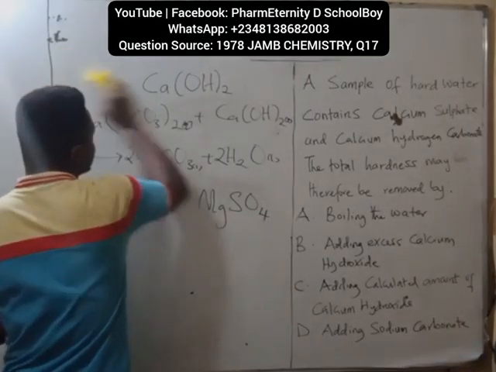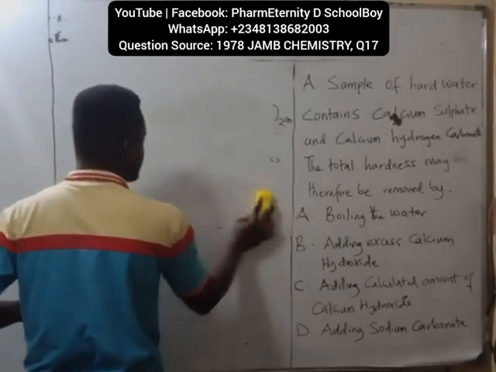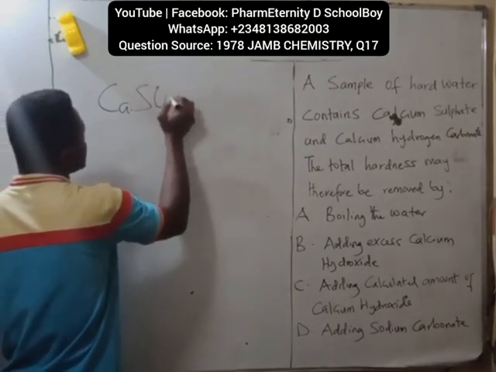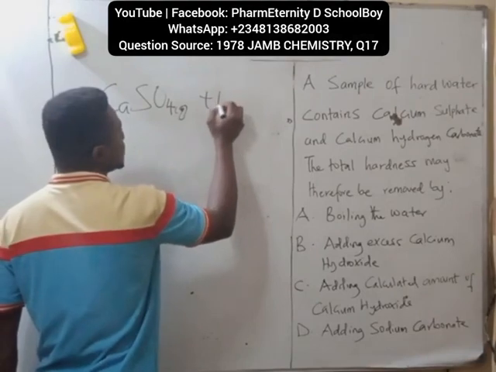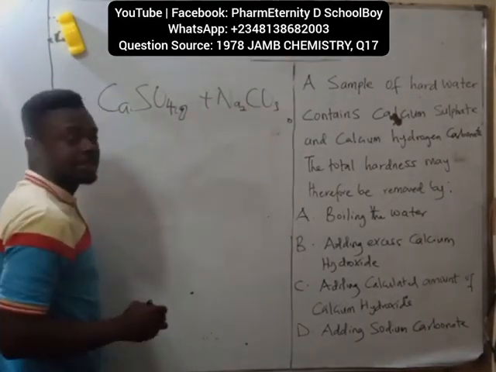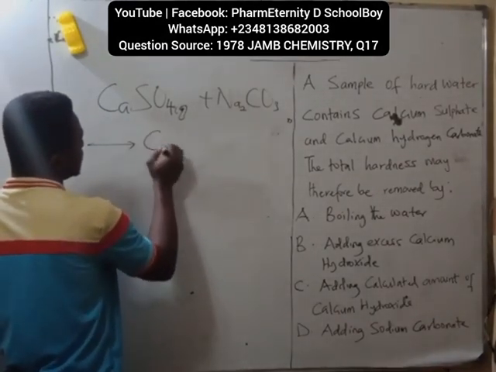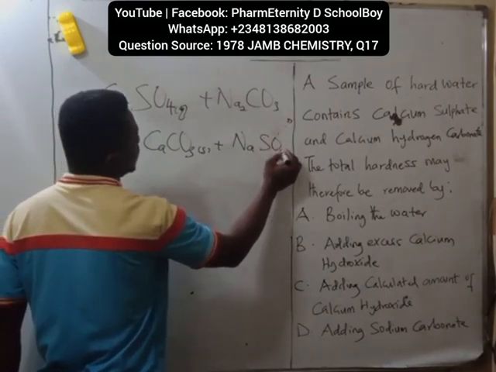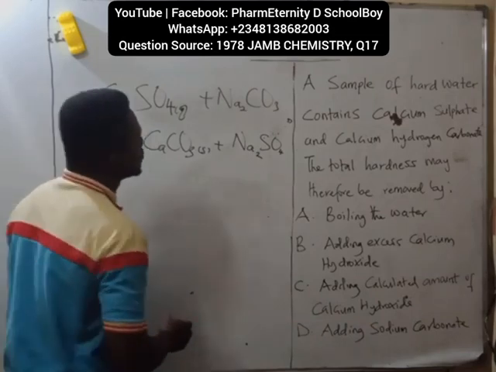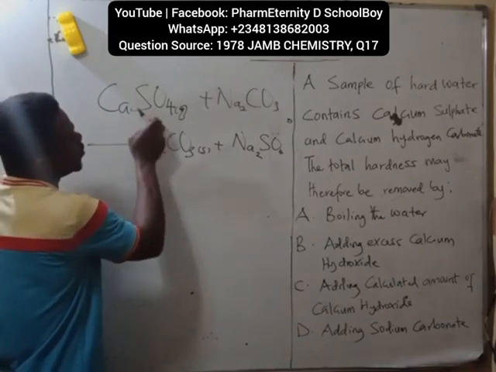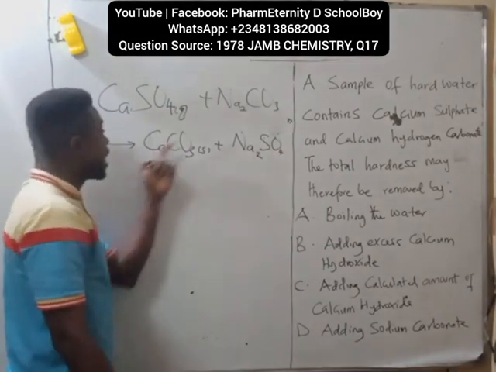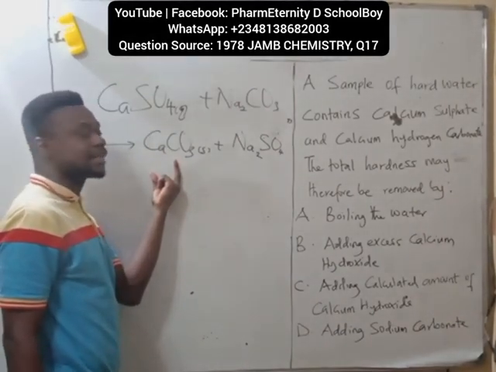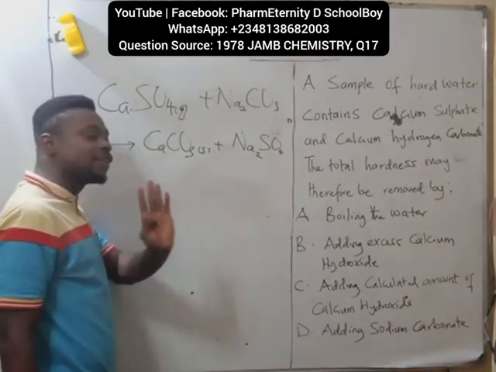So in a salt, let me clean. Let me use calcium sulfate as an example. In water containing this, once you add sodium carbonate, see what will happen. This is what will happen. Once you add sodium carbonate, calcium carbonate will precipitate out, will come out as precipitate. So with that we have removed the hardness.